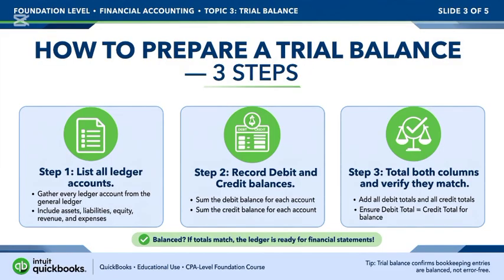Section 3, 3 Steps. How do we prepare it? Follow these 3 steps. Step 1. List all ledger accounts. Step 2. Record their balances. Check if it's debit or credit. Step 3. Total both columns. If they balance, good job.